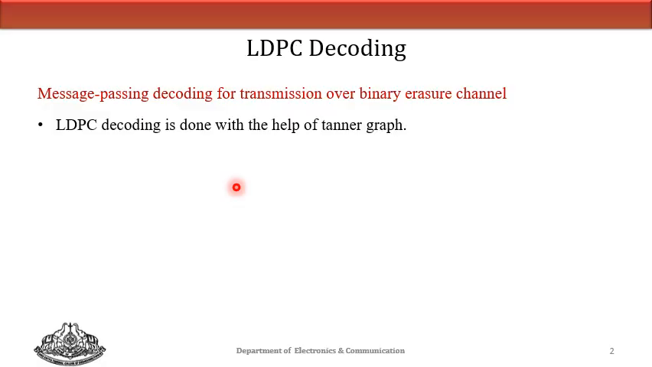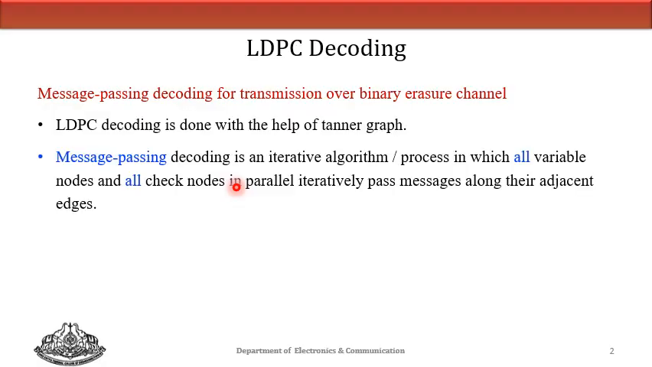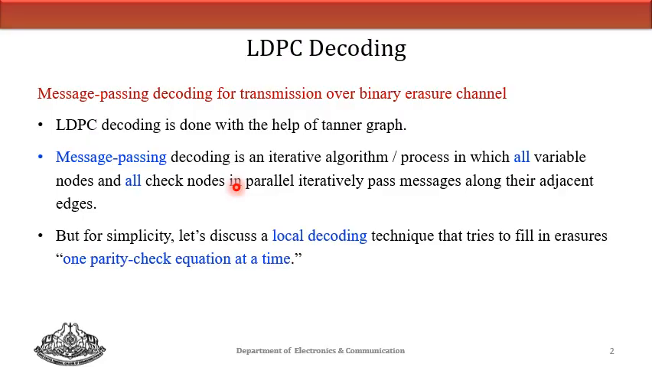So as I said, this decoding is done with the help of a Tanner graph, and the message passing decoding algorithm is an iterative algorithm in which all the variable nodes and all check nodes in parallel iteratively pass messages along their adjacent edges in different rounds. So after a particular set of rounds, all the code word bits will be decoded correctly. And since this algorithm works iteratively, it is difficult to understand the algorithm directly.